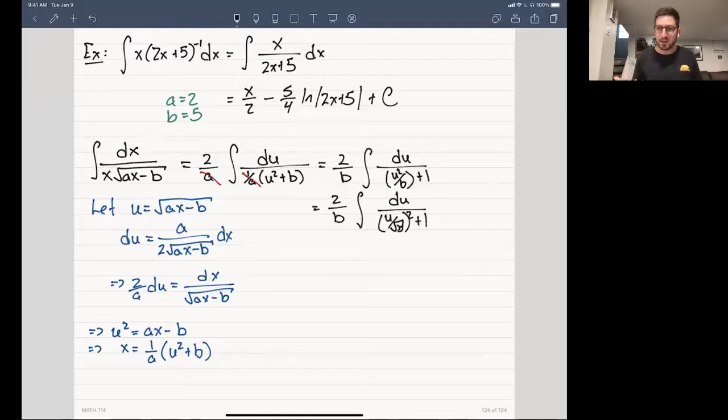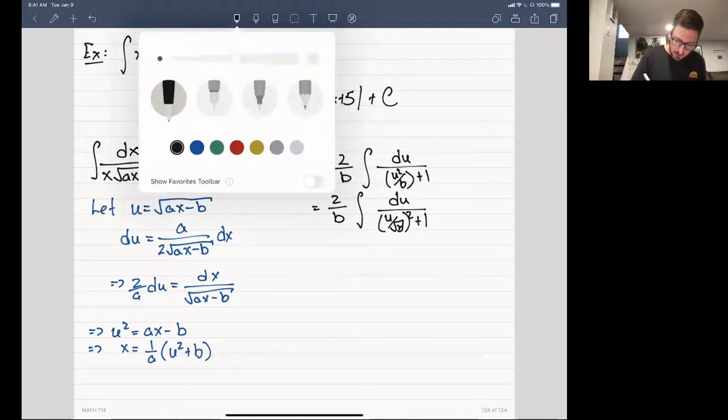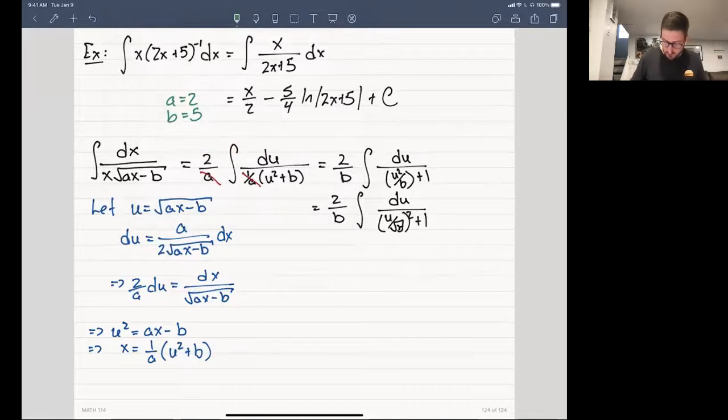And so here's where things are going to get a little crazy, because I am going to substitute again. You don't necessarily have to do this substitution, but I think it makes things a little more manageable. So I'll put it in green down here. Let's let v equal u over the square root of b. And then this tells me dv is equal to 1 over root b du.